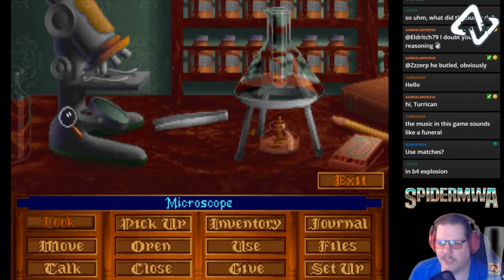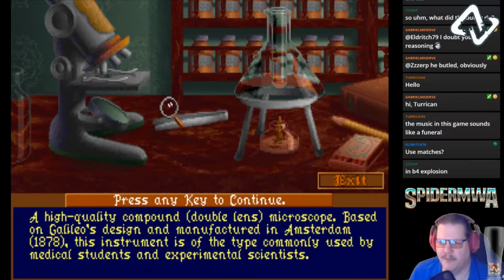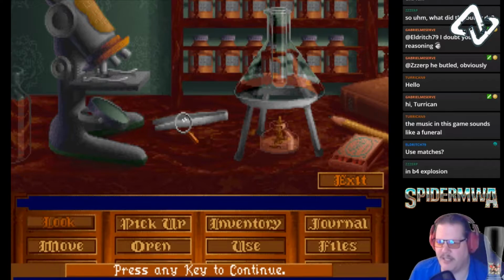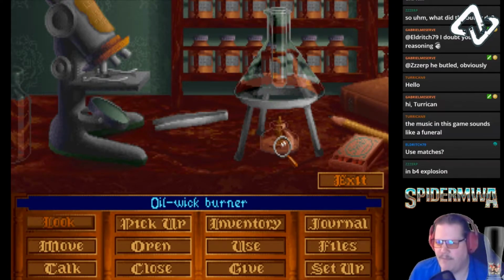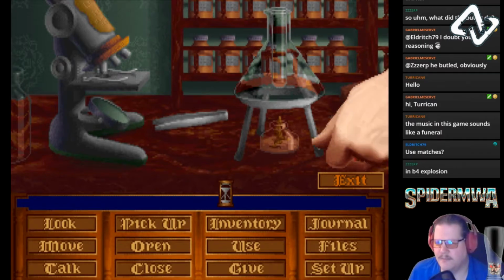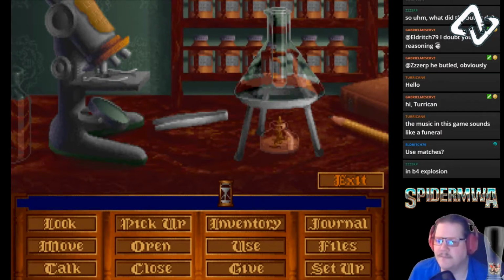Ah, now we're on the other side. We got the microscope here. High quality compound double lens microscope. Based on Galileo's design and manufactured in Amsterdam in 1878. Already 10 years old. This instrument is of the type commonly used by medical students and experimental scientists. A flask, another burner, pen, paper, stuff. Alright, use the matches. Again, as always.